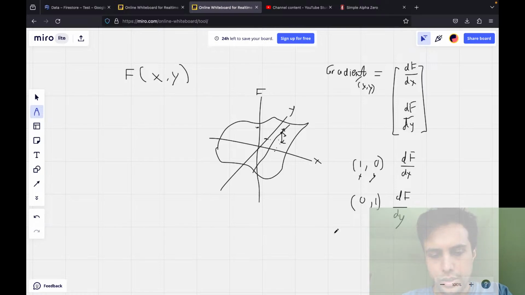Now the question is, how do we generalize this? Let's say we step in a, b, and for good measure, let's pretend that this is a normal vector, like 0, 1 or 1, 0, where a squared plus b squared equals 1. Then the question is, what is df d, let's call this v, equals (a, b), right?